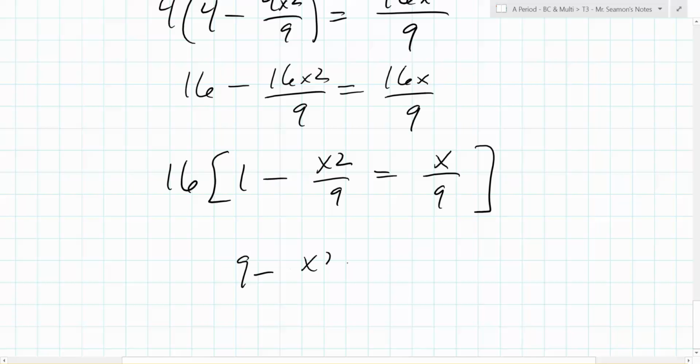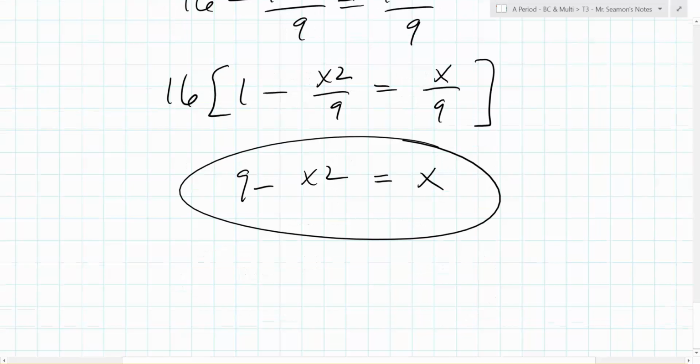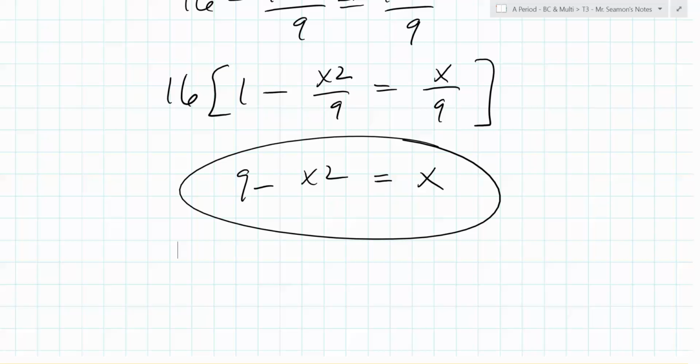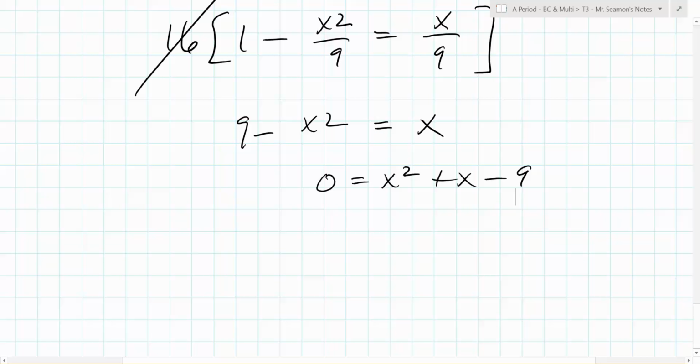9 minus x squared is equal to x, if I simplify that by multiplying by 9. Is that right? Or by adding. Sorry, no, I'm just getting rid of the 16. I'm dividing out the 16. And then I multiplied everything by 9 to get rid of the denominators, right? So I end up with 0 is equal to x squared plus x minus what? 9? Does that factor nicely?